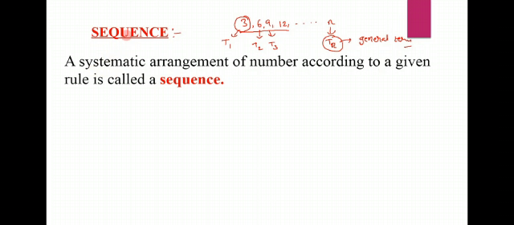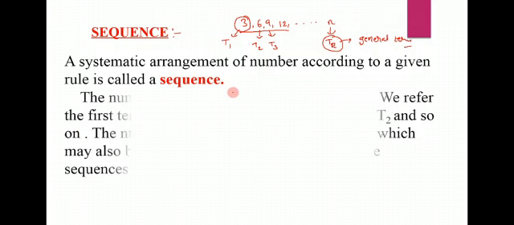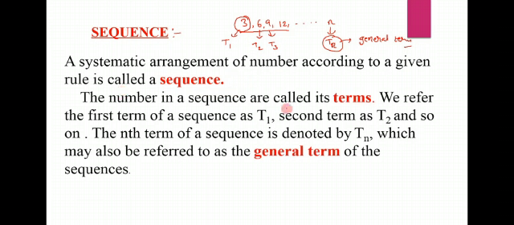Sequence means a systematic arrangement of numbers according to the given rule, and the numbers in the sequence are called terms. We refer to the first term as T1, the second term as T2, and so on, and the nth term of a sequence is denoted by Tn. Just now I said Tn means the nth term, which may also be referred to as the general term of the sequence.